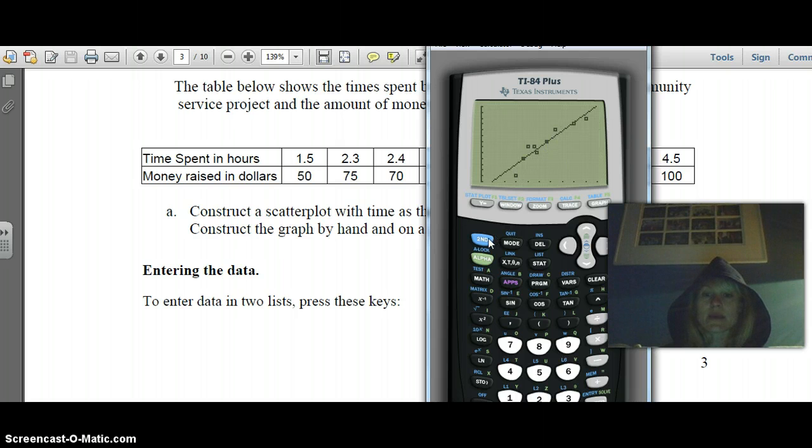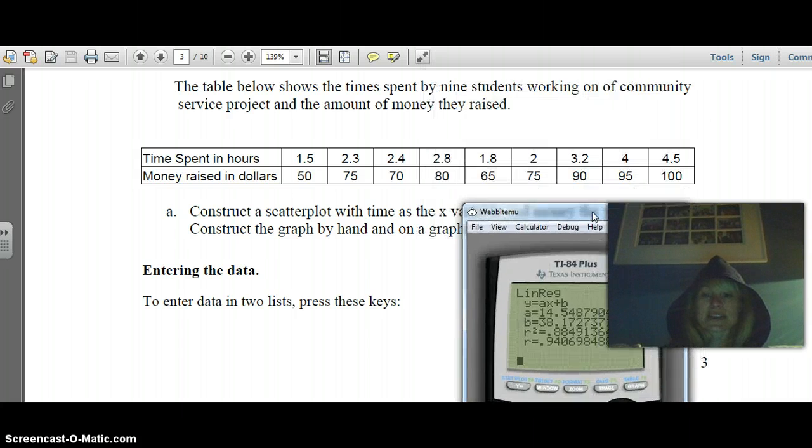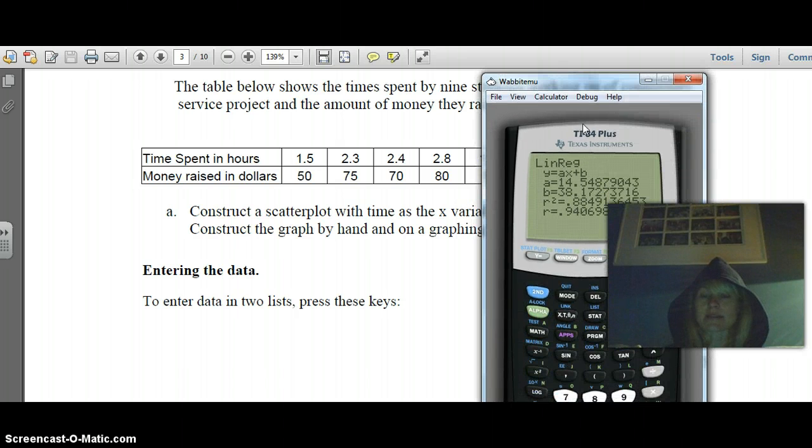Okay, if we go to our R, it's a 0.9, which is strong. So what I want you to get used to doing is talking about the correlation. There is a strong correlation between the time spent, in hours, on this community service, and the dollars that they raised. That is the underlying sentence you want to be able to write: there's a strong correlation between the time spent in the community service in hours and the money that they were able to raise, because it's 0.9. Okay, so that was a little trick.